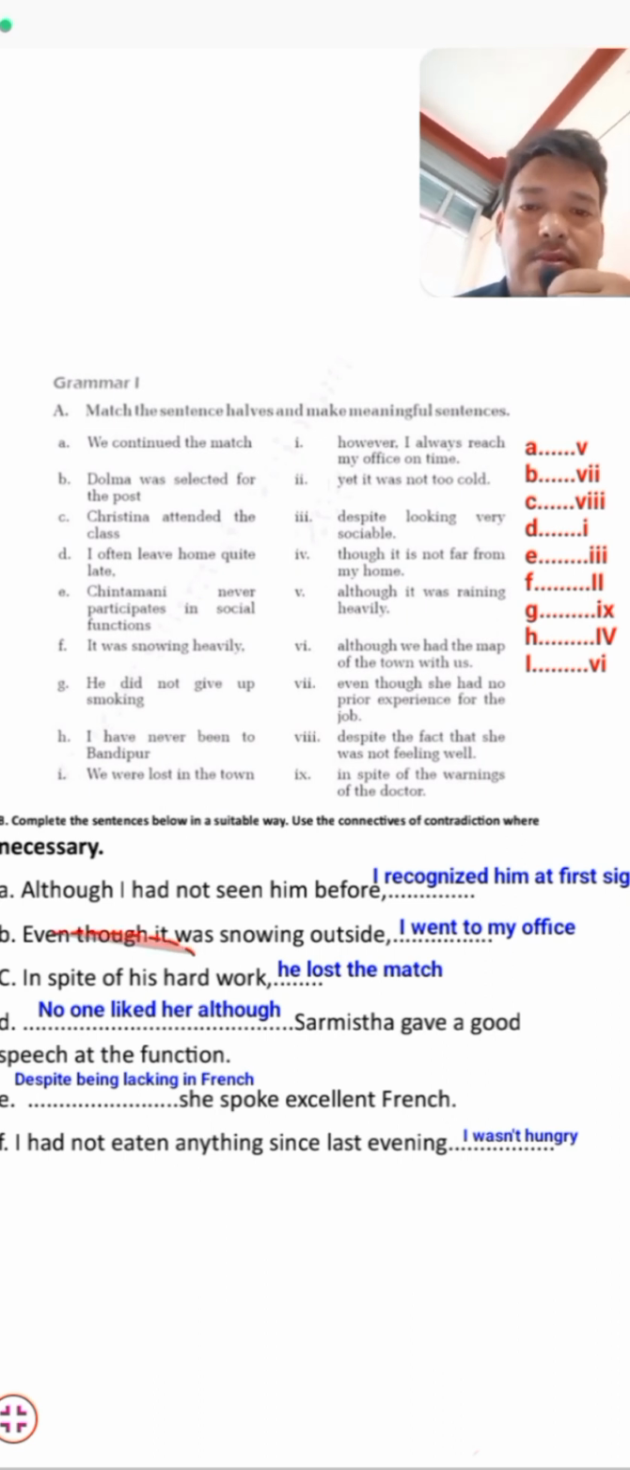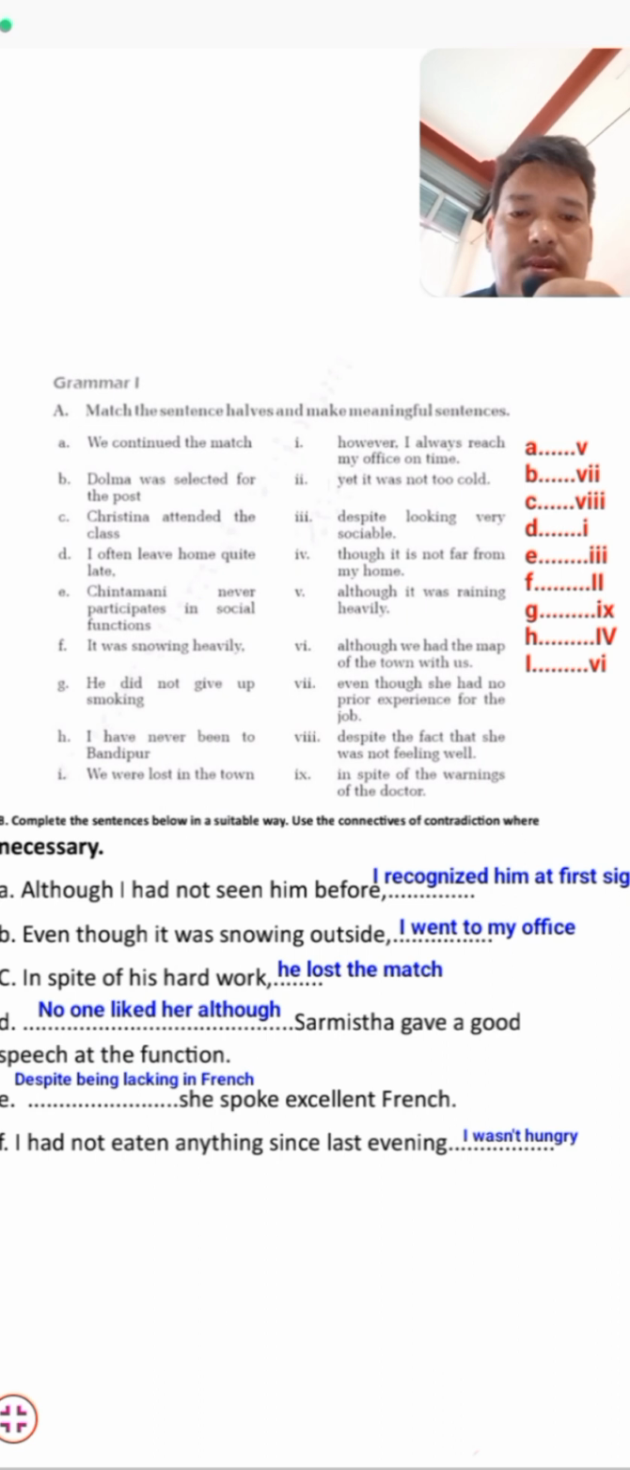You can write in your own way, students, by using even though. Even though it was snowing outside, I went to my office. In spite of his hard work, he lost the match. This means, students, he did work hard, but he couldn't win that match. Although Samrita gave a good speech at the function, no one liked her. This means she gave a good speech at the function, but no one liked her. E number is: the daughter spoke excellent French, despite lacking practice in French, and she spoke very good French.